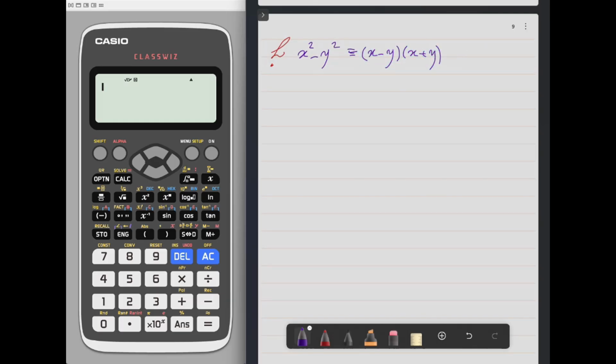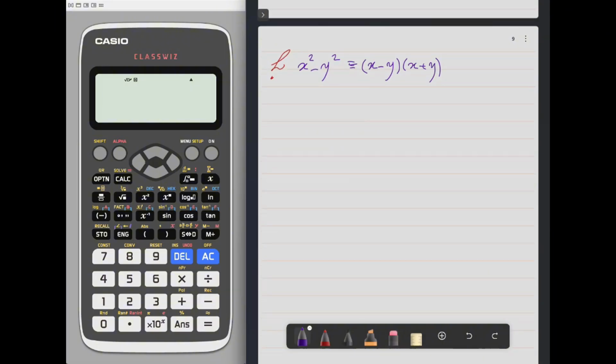And we do not care about the order of addition, but we do care about the order of subtraction. So these brackets are going to be important in which order you write it, because x squared is subtracted by y squared, then one of your brackets is going to be x subtracted by y. Right. So this was the first one.